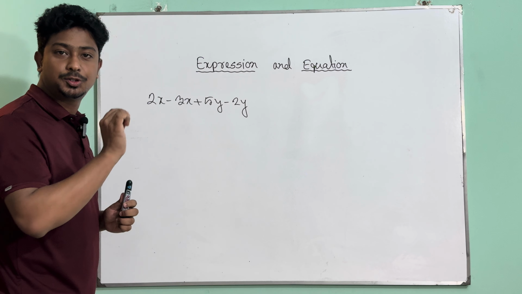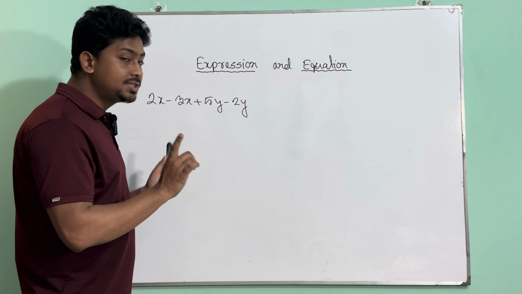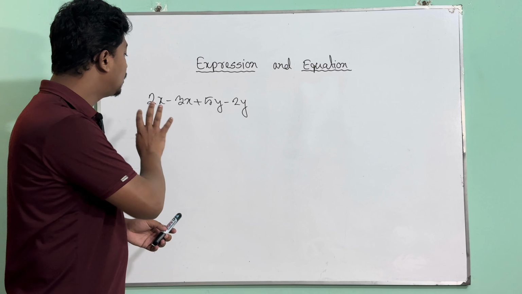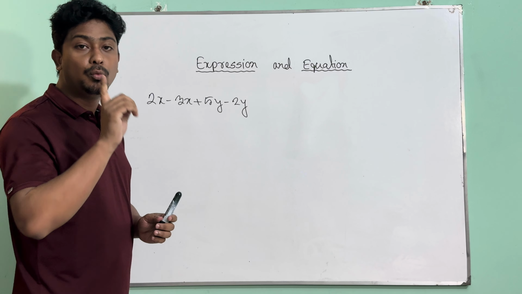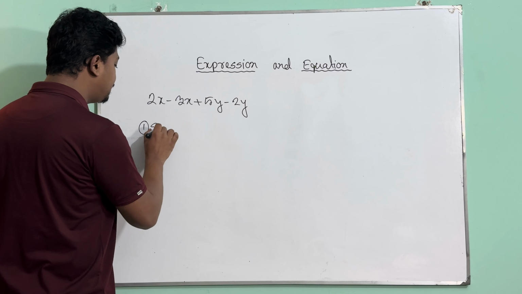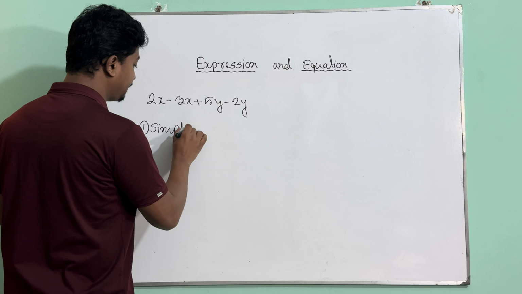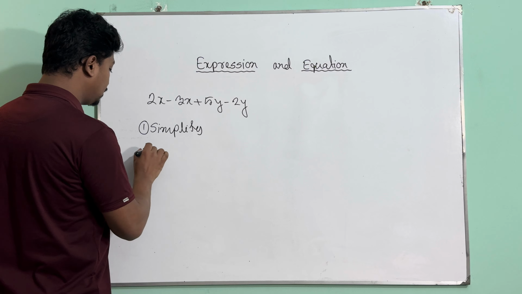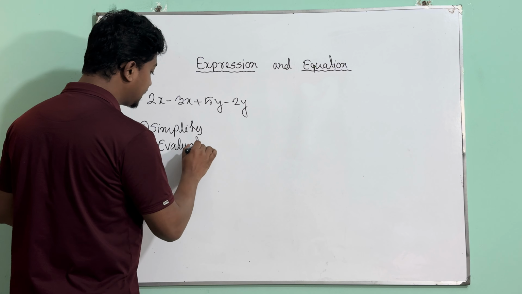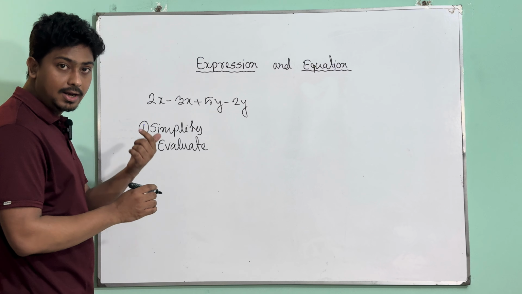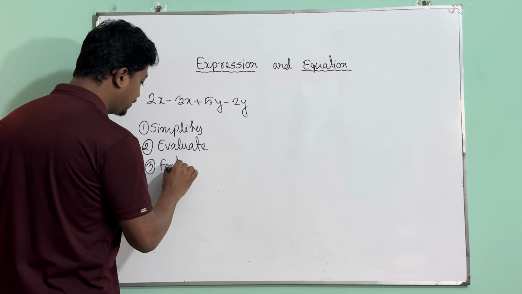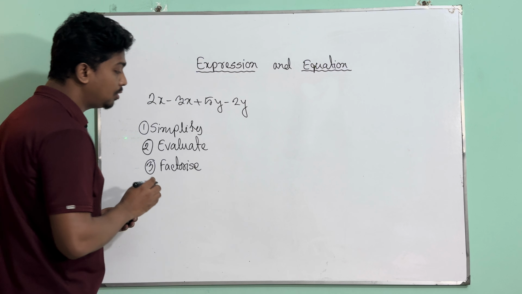What do we do with an expression? This is very important. First thing, there is no equal sign in an expression. We only have terms that are joined together. We can do three things with an expression. First of all, we can simplify them. Second, we can evaluate them if we are given a value of the variable, we will see. And third, we can factorize them. That means we can take out common numbers.